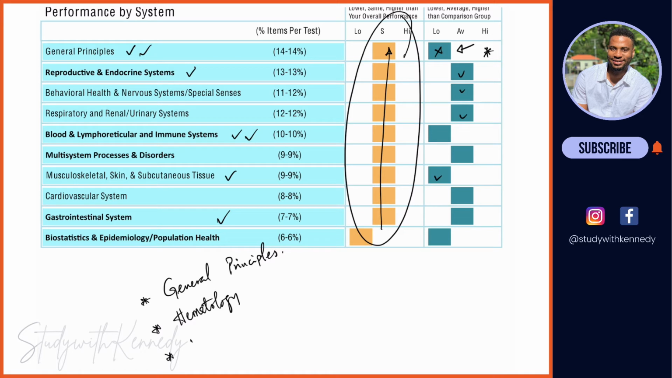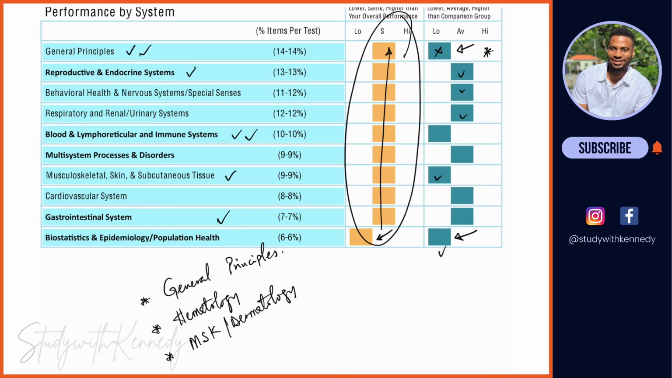Musculoskeletal and dermatology. Those will become important areas that she may want to pay attention to. And then we come to biostatistics. Now, notice something. Even if she has equivalent strength in all these other areas, what you would notice here is that she's weak in biostatistics, both relative to her own understanding of other subjects and compared to the group.